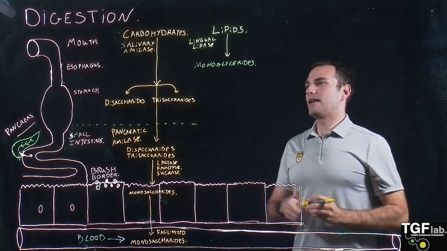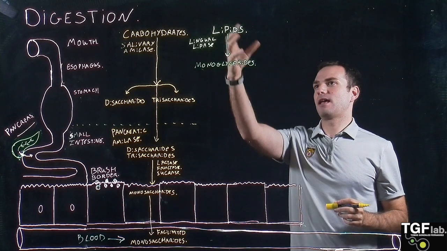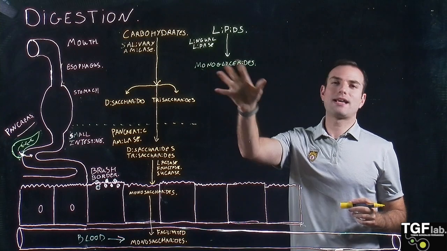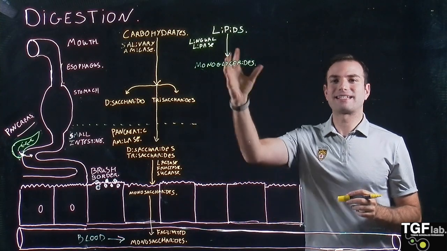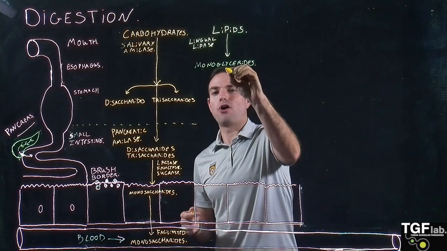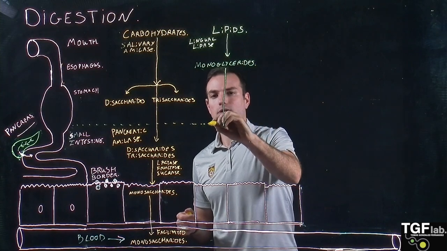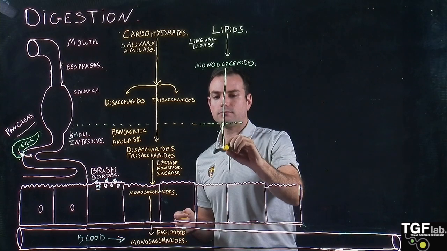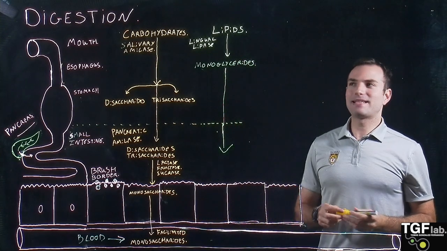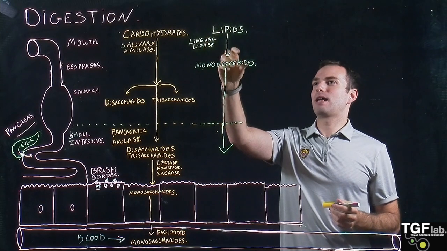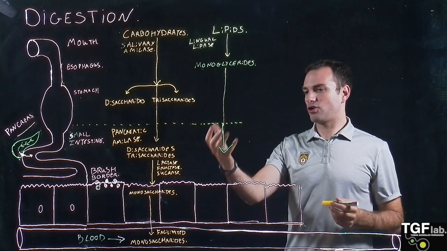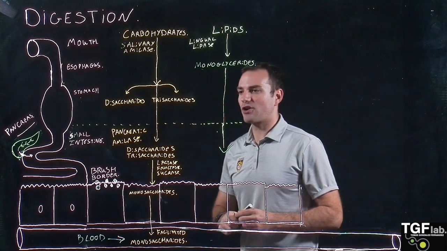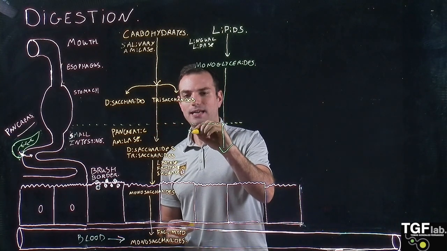But only 20% of the lipids are going to be digested into monoglycerides here. 80% of the complex lipids are going to go to the small intestine. So these complex lipids that were not digested by the lingual lipase are going to arrive here to the small intestine, and we have another enzyme that is secreted by the pancreas, which is called the pancreatic lipase.